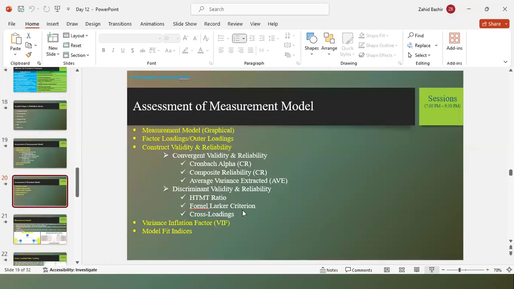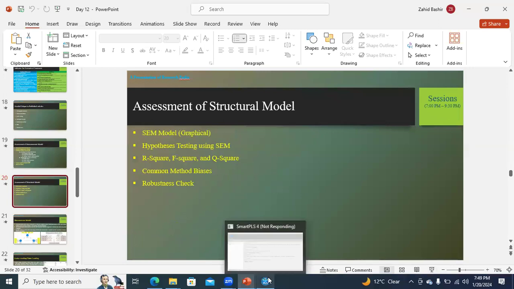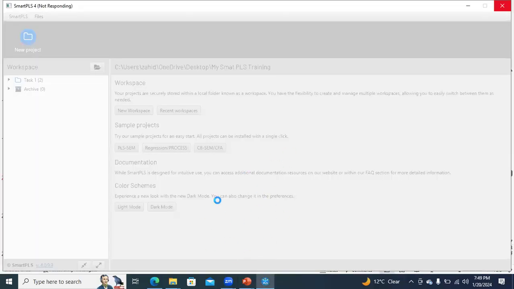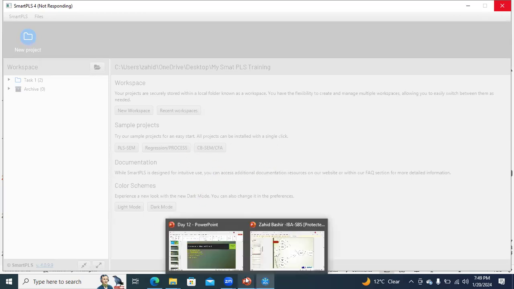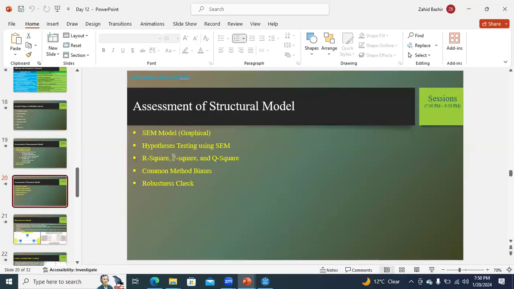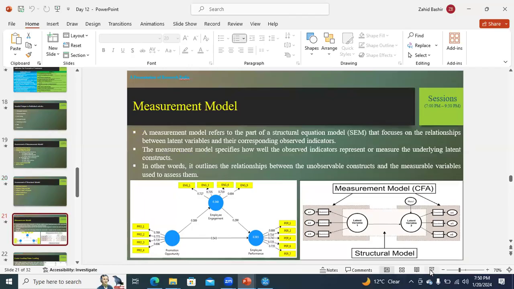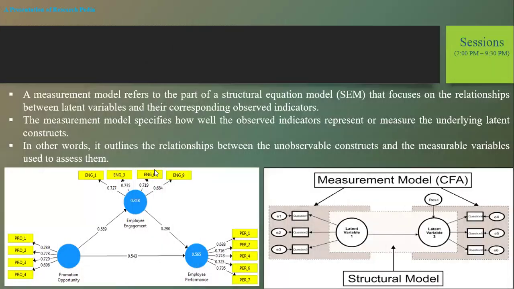So let me check whether Smart PLS is open, and it is still not responding. Maybe it will take some time, and it might be working after the meeting is over. But before that, let me show you additional slides. We can discuss this while the program is opening.